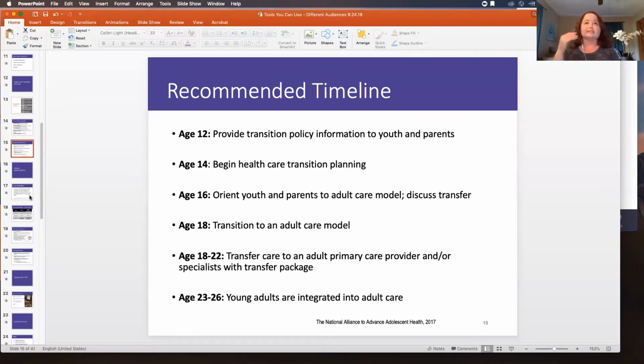So I put this in here as a recommended timeline. Again, this is from the National Alliance to Advance Adolescent Health. These are the suggested ages of certain activities that should take place in the transition process. However, we do like to say this should also be based off of what is and will be developmentally appropriate for the individual. But this gives us a time frame to keep in mind as we move forward.